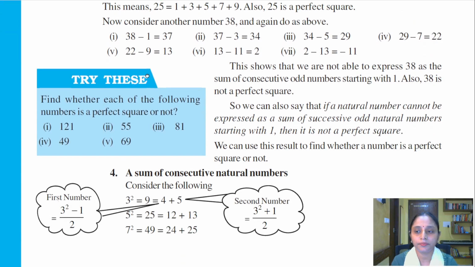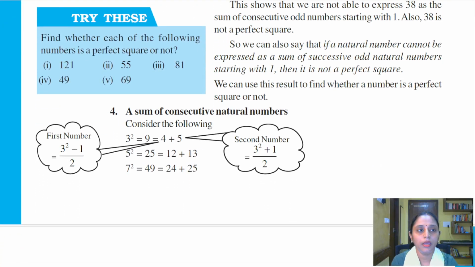So, here they're saying that if a number cannot be expressed as a sum of successive odd natural numbers starting from 1, then it is not a perfect square. Now, using this logic, let us check whether these numbers are perfect squares or not.